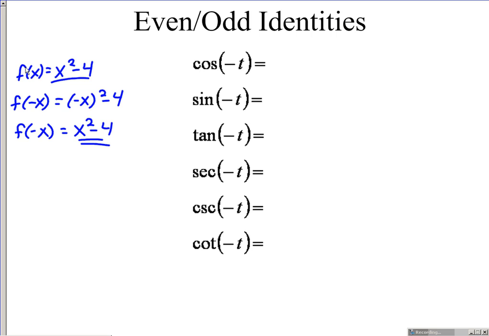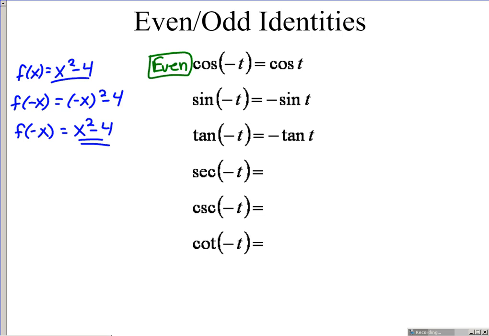In this case, if you can remember that cosine is your only even function of the 3 out of sine, cosine, and tangent, you should know all 6 of these identities. So cosine of negative t is simply the same as cosine of t. Sine of negative t and tangent of negative t have to be odd, so we get out the opposite of the function. So sine of negative t is negative sine t, and tangent of negative t is negative tangent of t. So cosine is the only even function.